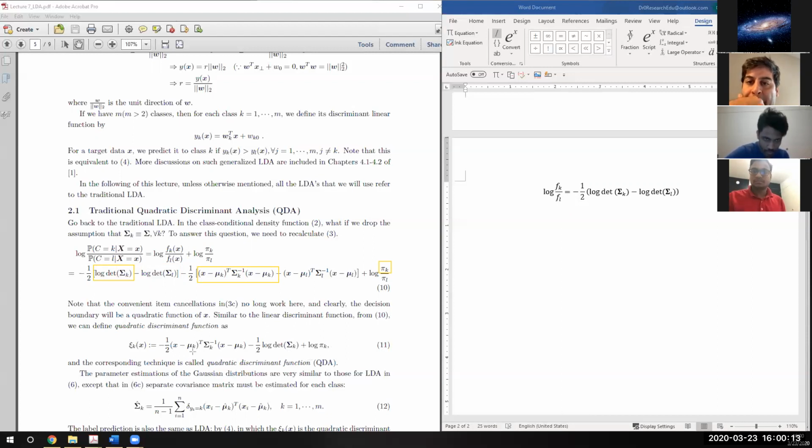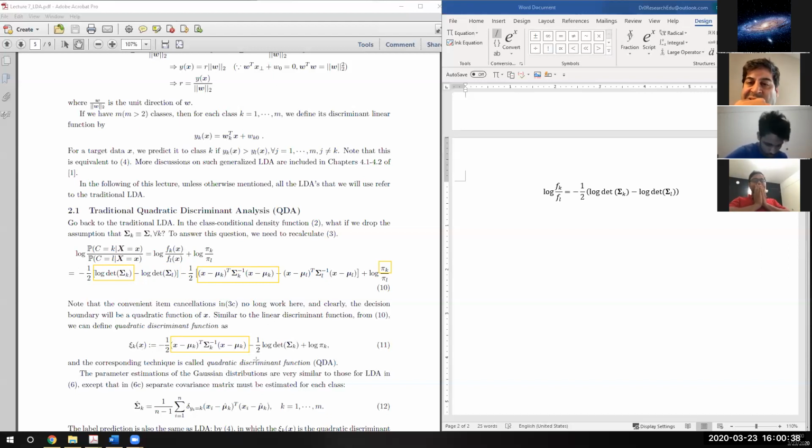Why is it quadratic? Because I have this item. This item is clearly a quadratic item with respect to x, because x is here, the data. Get a point? So we're going to do exactly the same. How do we make the label prediction? We're going to calculate all the delta k's and see which one is the biggest one. For the biggest one, we are going to predict the target data to this label k.